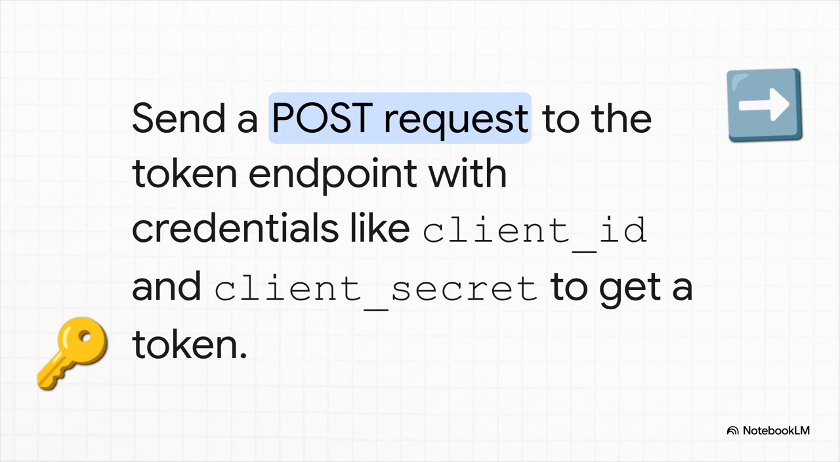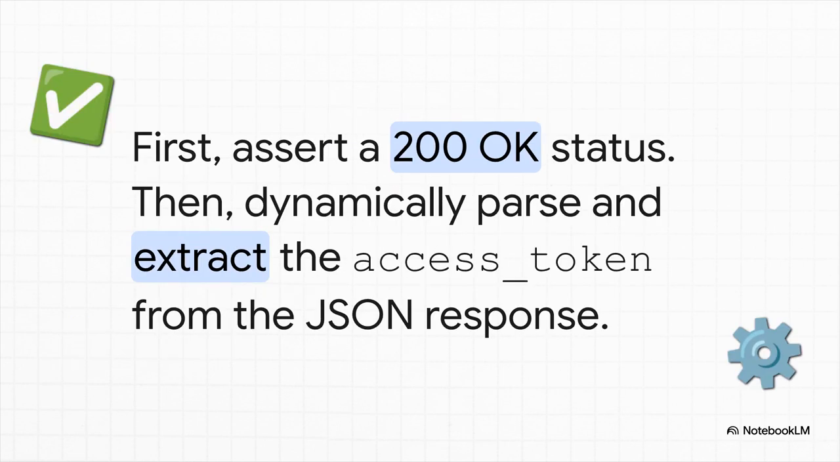We're sending a POST request to a special token endpoint. And in the body, we provide our credentials. You can think of the client ID as your app's public username and the client secret as its password. This is literally our test script proving its identity to the server, just like you showing your driver's license at the front desk. Okay, the server sent a response back.